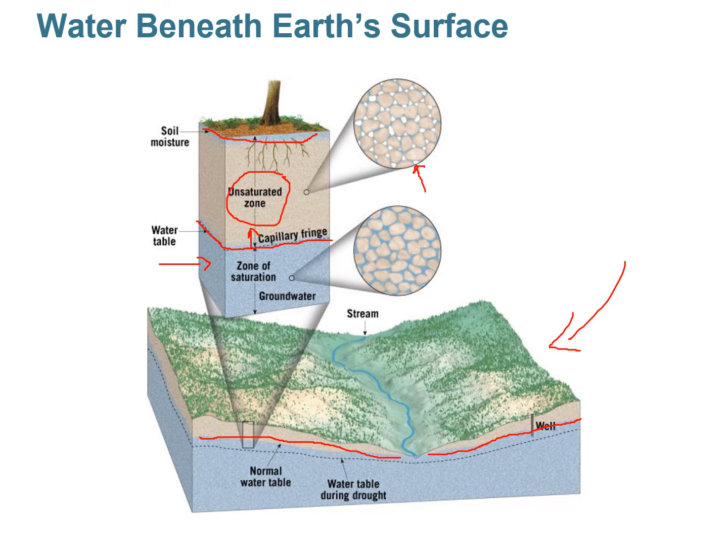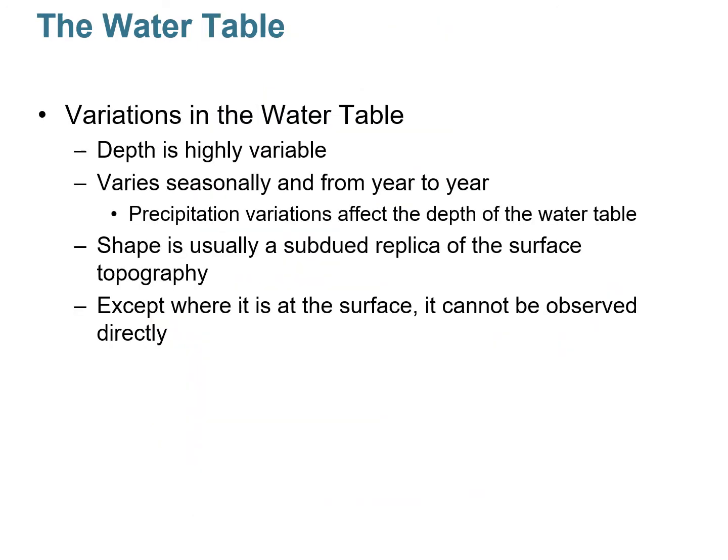Okay, if you notice here, there are two lines. There's normal water table and water table during drought. Yeah, the water table fluctuates. It fluctuates with precipitation. If there's more precipitation, then the water table will rise. And if there's less precipitation, the water table will fall. So the depth is variable. It varies in seasons and also wherever you're located.